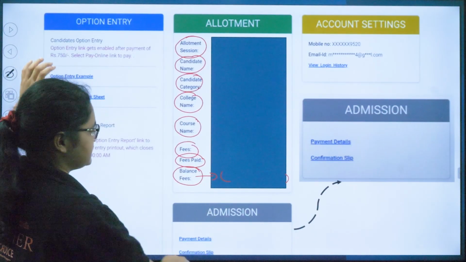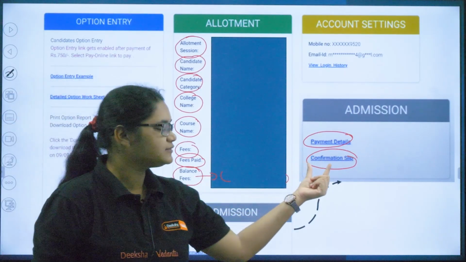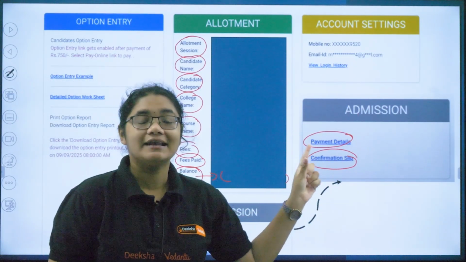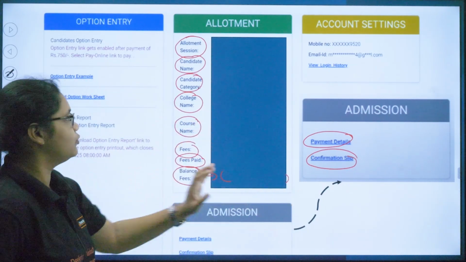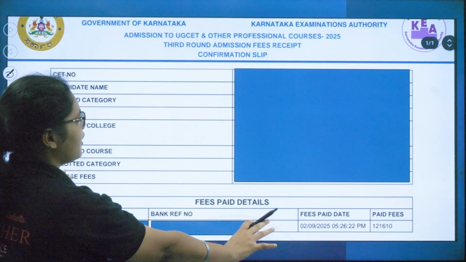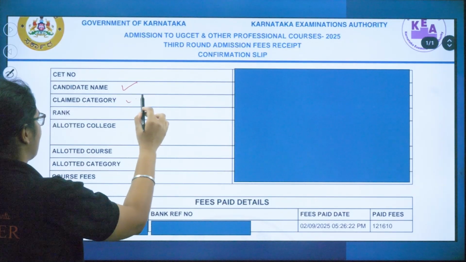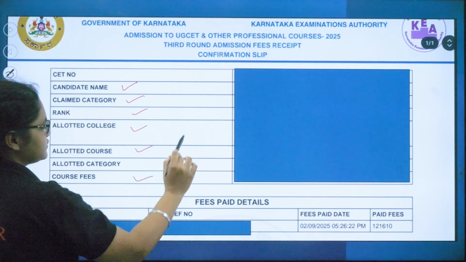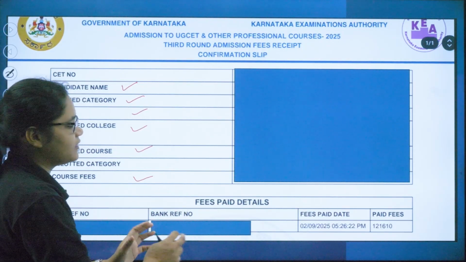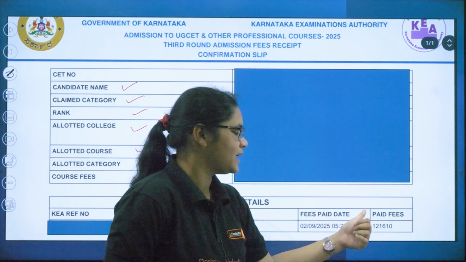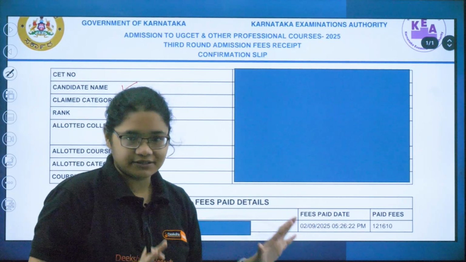Next we have Admissions. Under that, if I zoom in, you have 2 things: payment details and confirmation slip. Please click on this confirmation slip. Once you click on it, it will automatically get downloaded as a PDF like this, where you can see the candidate's name, category, rank, college, course, and course fees. Your fees paid details are also mentioned here: reference number, bank reference number, when you paid the fees, at what time, and what amount. Everything will be there in your confirmation slip.